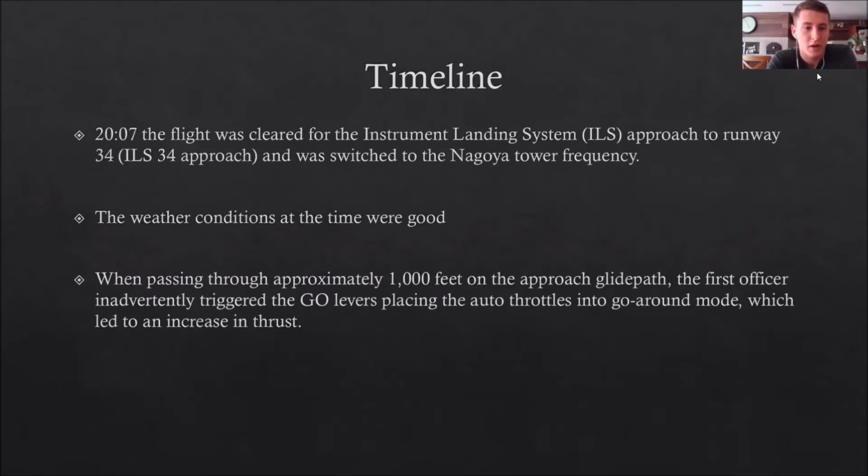accident. So when they were passing about 1,000 feet, the first officer, with no intention, selected the go-around mode during the landing procedure. This made the aircraft increase thrust and pitch the nose up, and they climbed about 150 feet.